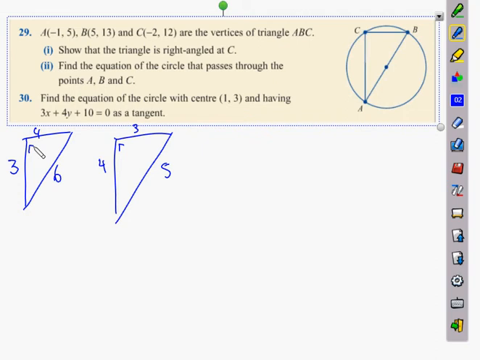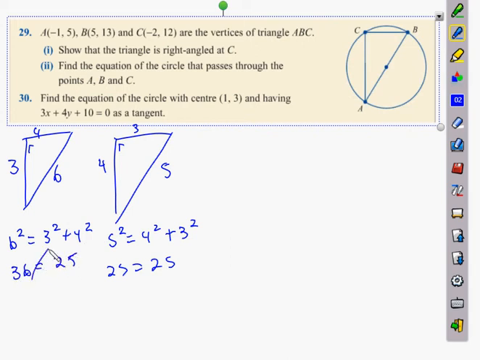So therefore, we get 5 squared equals 4 squared plus 3 squared. 25 equals 25. Do you know what I'm saying? So therefore, the other one is 6 squared equals 3 squared plus 4 squared. And therefore we get 36 is not equal to 25. What this means is triangle 1 is not right angled, but triangle 2 is.